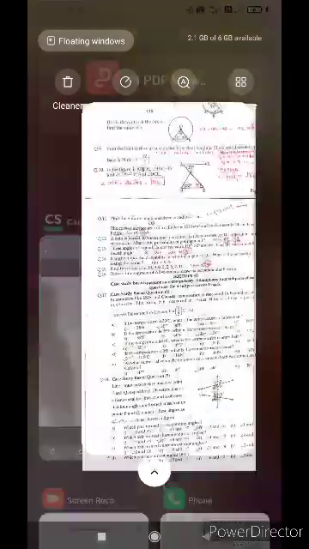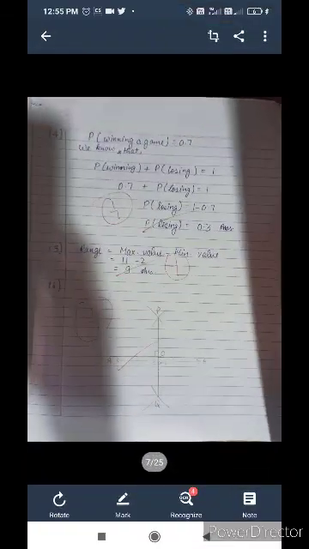Question number 15. Question 15 is find the range of the given data 2, 10, 9, 9, 5, 2, 3, 7, 11. So the given data we will first arrange in the ascending order. So smallest value is 2 and the largest value is 11. So range will be maximum value minus minimum value, that is 11 minus 2, that is equal to 9.